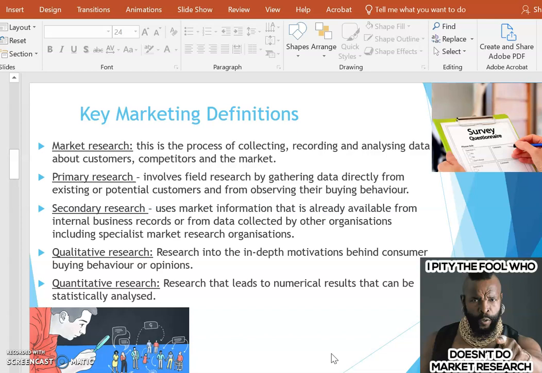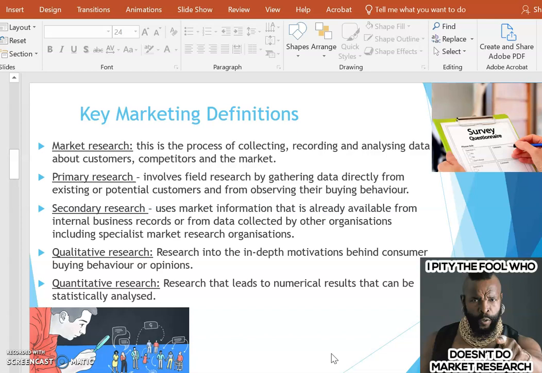In this course, we're going to look at two types of market research, that being primary research and secondary research. Now, primary research involves field research by gathering data directly from existing or potential customers and from observing their buying behavior. So some key ways in which businesses carry out primary research is by doing surveys, which they put to people who are existing or potential customers, and they get them to answer a range of questions about their behavior and about their thoughts on a product.